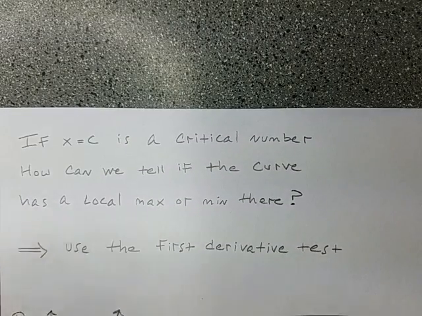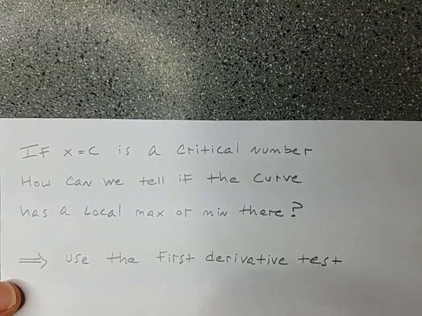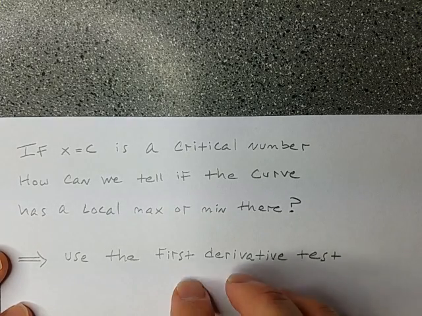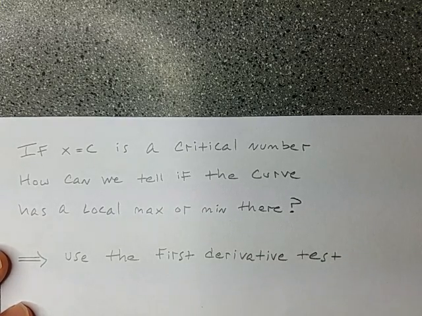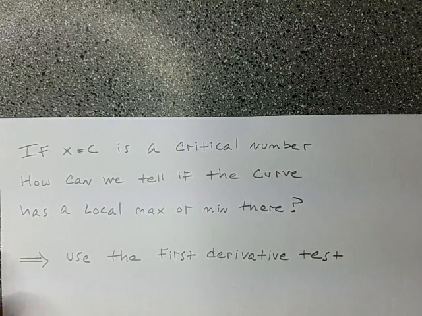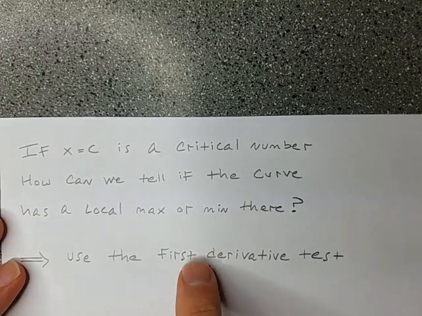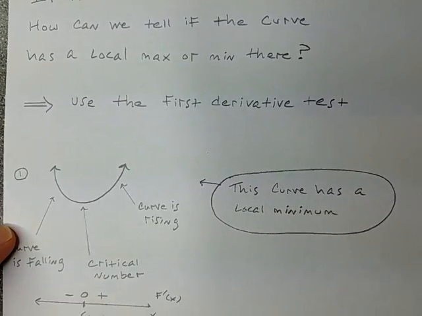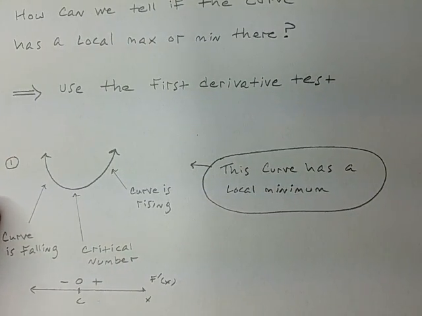If we find a critical number, how can we tell if there's a local max or min at the point? The answer is that we just use the first derivative test. Now, I won't state the first derivative test in the way that you would find it in a textbook, because I've already done that in another video. This video is just a summary, something I hope to be fairly quick to put all the information together. What the first derivative test tells you is the shape of the curve. It's a way of knowing the shape of the curve.